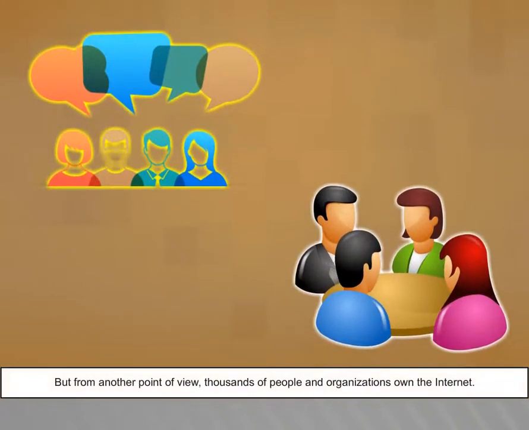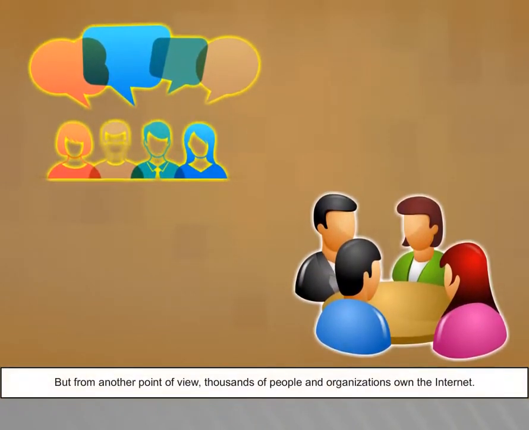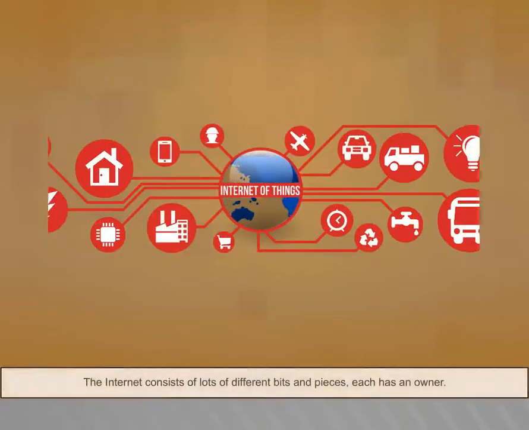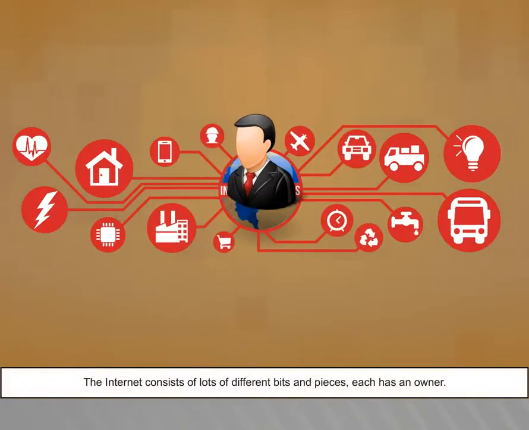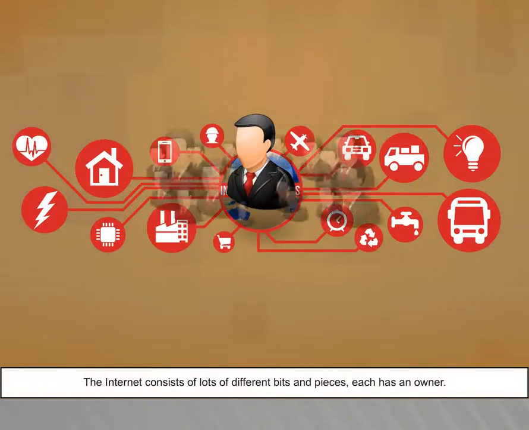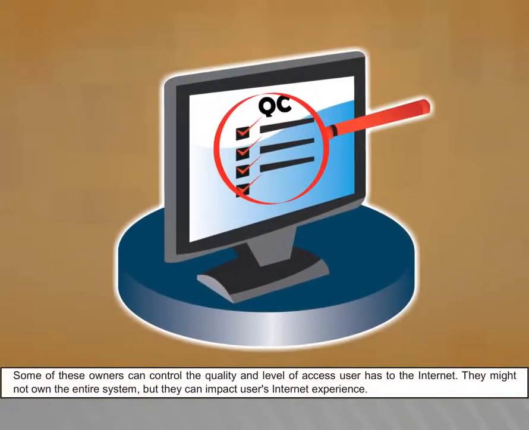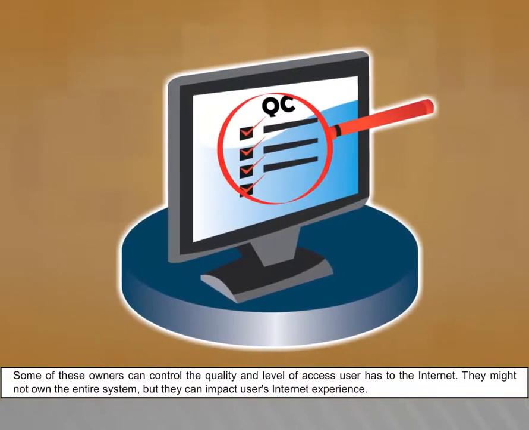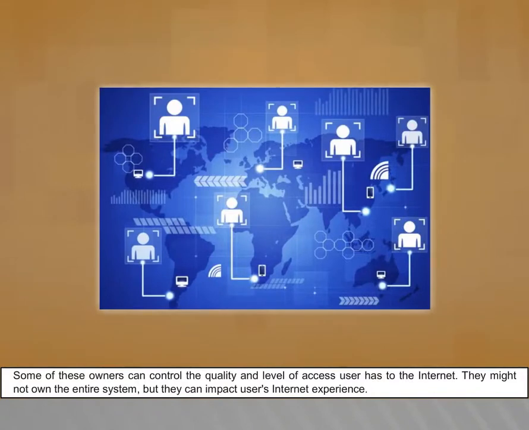But from another point of view, thousands of people and organizations own the Internet. The Internet consists of lots of different bits and pieces, and each has an owner. Some of these owners can control the quality and level of access users have to the Internet. They might not own the entire system, but they can impact users' Internet experience.